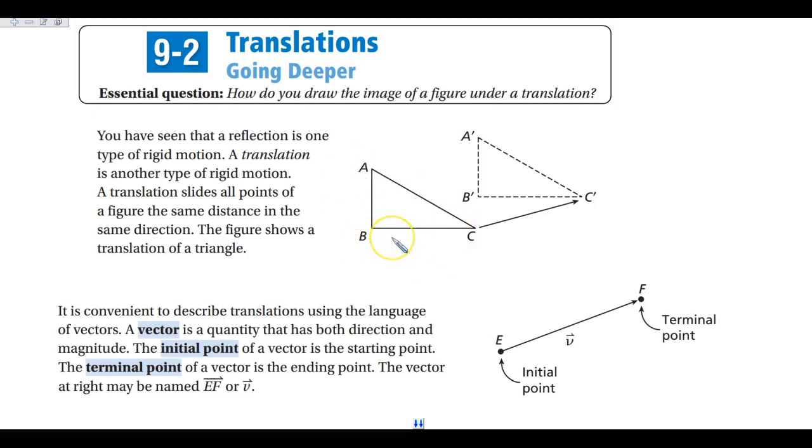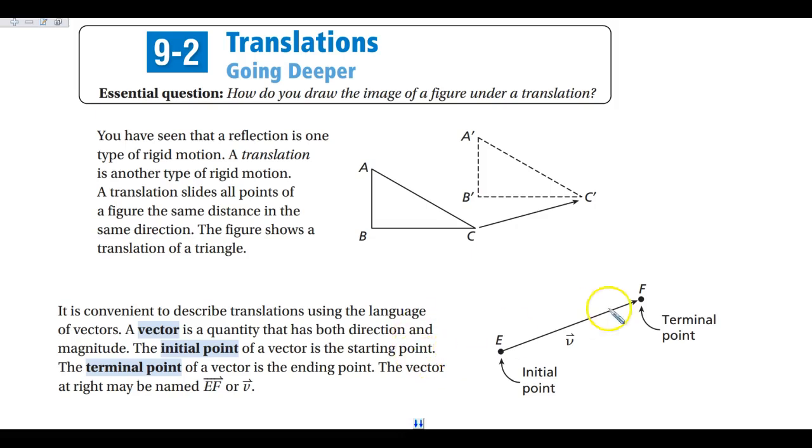So when we look here, we have a translation. A translation is when all of the points in a figure are slid the same distance and the same direction. So when we look here at triangle ABC, each point in this triangle is slid the same distance and direction to form triangle A prime, B prime, C prime. And as you can see, the two triangles are the same size and the same shape. The way that we describe how much we move a translation is by using what's called vectors. A vector is a quantity that shows both direction and magnitude, which can also be considered length or speed.